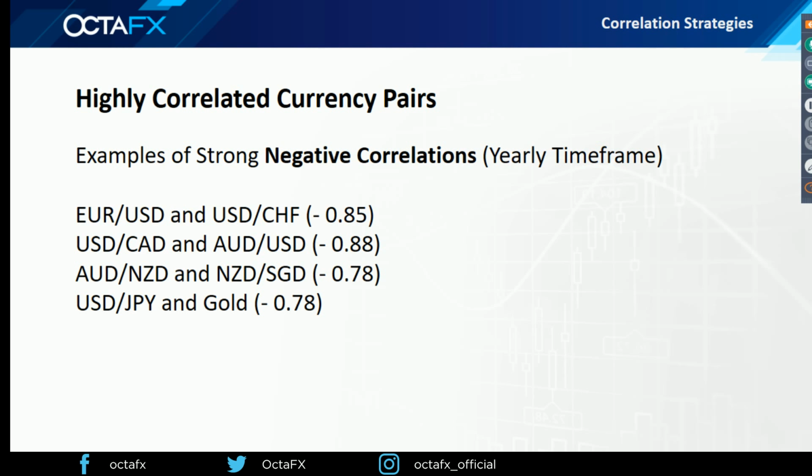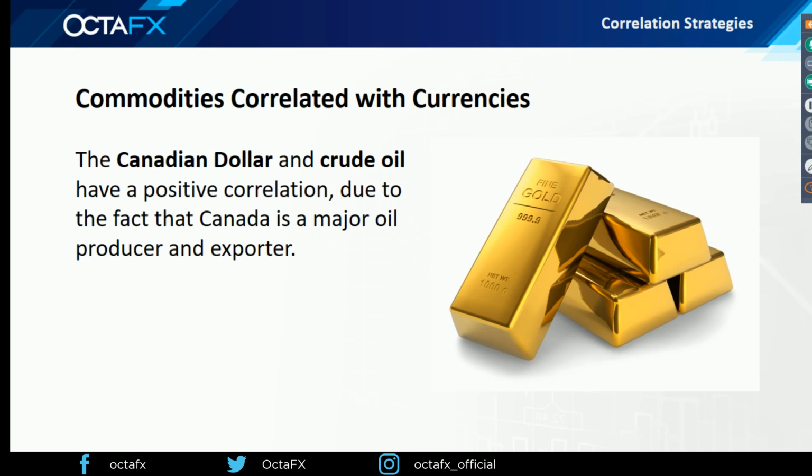Australian dollar against the New Zealand dollar and the New Zealand dollar against the Singapore dollar has a negative correlation coefficient of 0.78, so 78% of the time those move in opposite directions. To pull up a commodity here, dollar, yen, and gold have an inverse relationship with a correlation coefficient of 0.78. In other words, they move in opposite directions 78% of the time over the prior year.